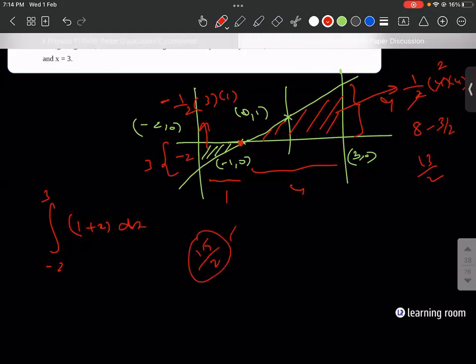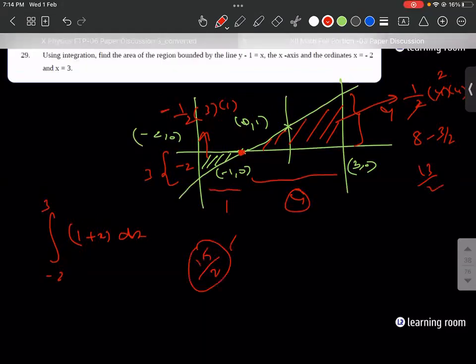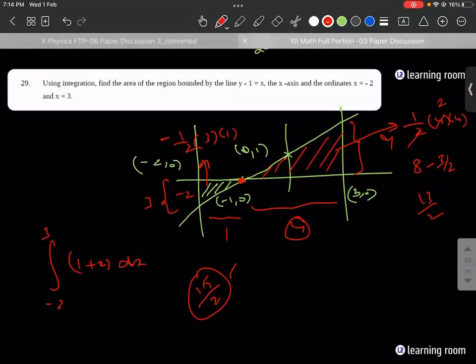15 by 2. But here, when you do it in this way, you are getting half into this length is 4. So when you put x is equal to 3, y is 4. So half into 4 into 4 is 8, correct. When you put x is equal to minus 2 here, y will be minus 1. So this height is 1, so it should be half. So 8 minus half is 15 by 2. See, both are same. You need not break it.